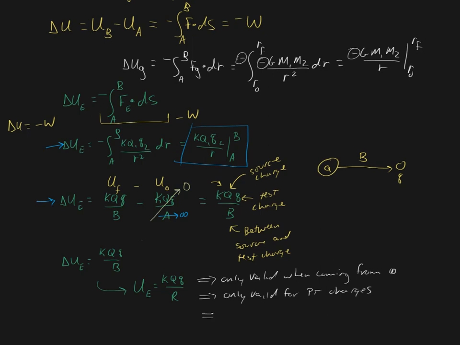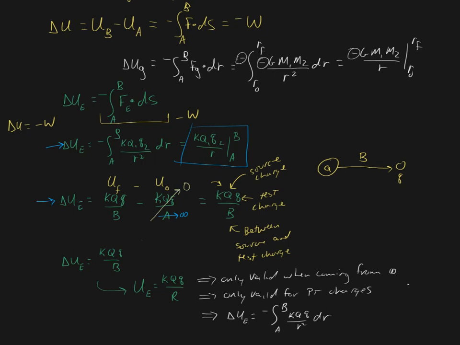And if you choose, you can just use the expression delta U_E is equal to minus the integral from a to b of K Q Q over R squared dr. Okay, so you do not have to use this U_E is equal to K Q Q over R. You may choose to do the calculus yourself, and that's completely valid.